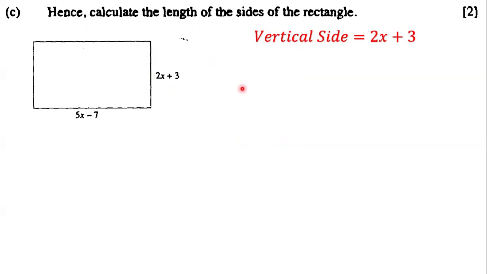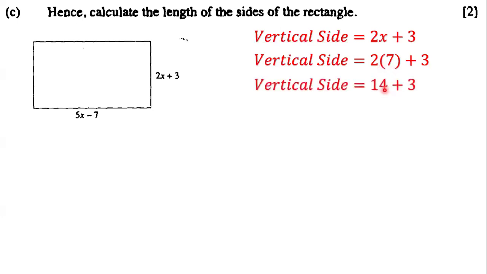Remember that x is 7. So since x is 7, we're going to substitute 7 into this expression. So we have 2 times 7 plus 3. 2 times 7 is definitely 14. So we have 14 plus 3, and 14 plus 3 is definitely 17. So the vertical side is going to be equal to 17.